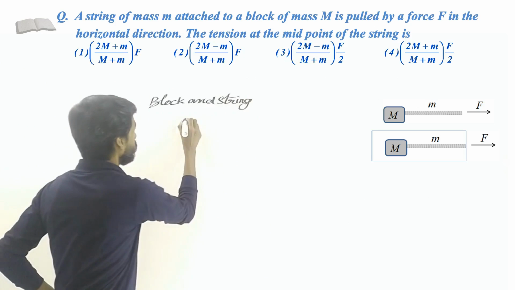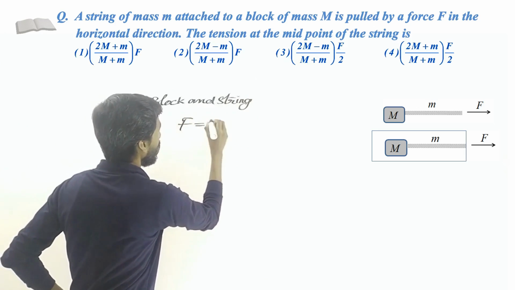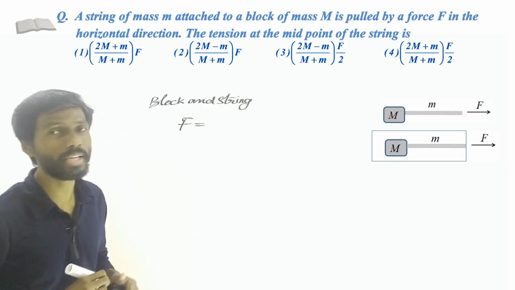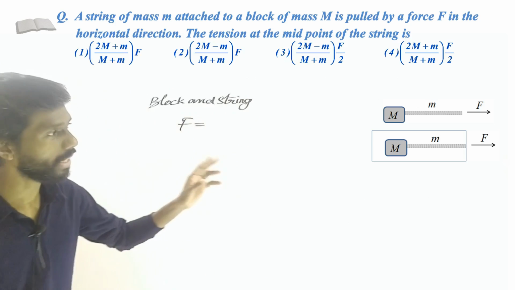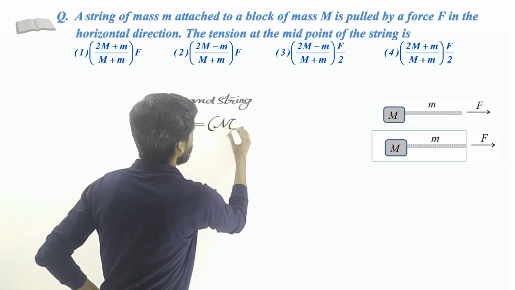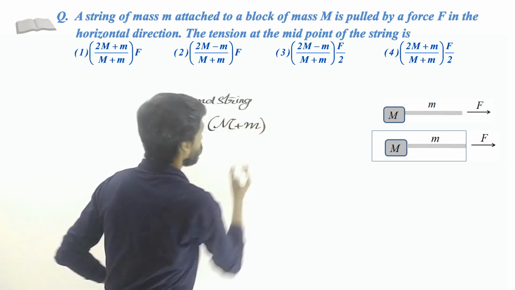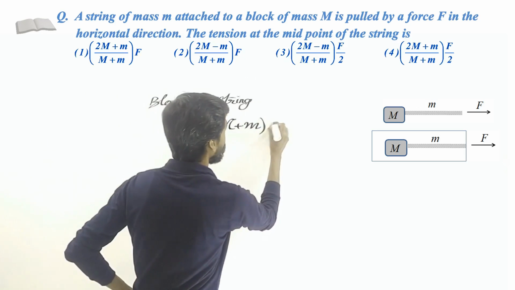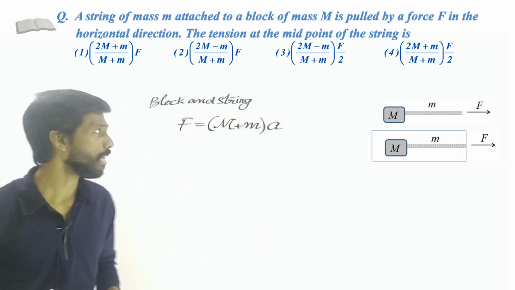So F equals, by Newton's second law, mass times the acceleration. But what is the mass? The mass of the block is given and the mass of the string is also given, so the total mass is capital M plus small m, which is the mass of the string. So F equals the total mass multiplied by the acceleration. So this is the relation.